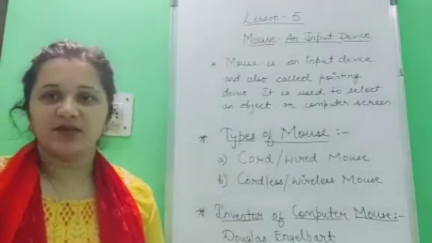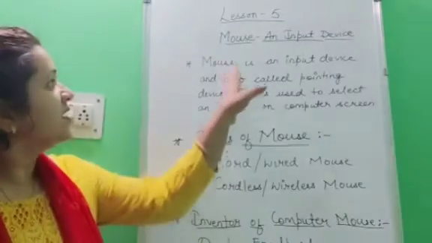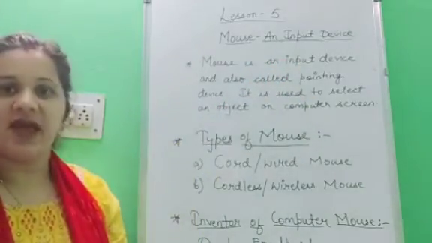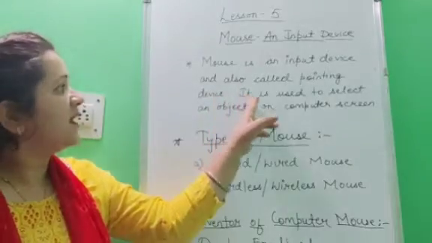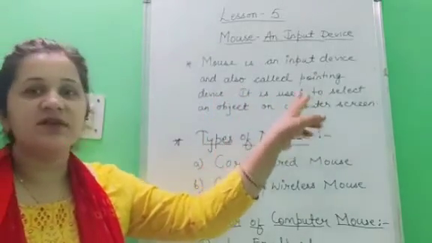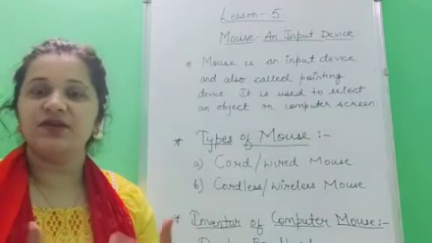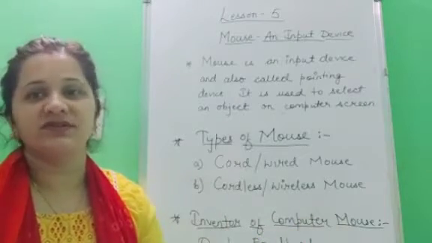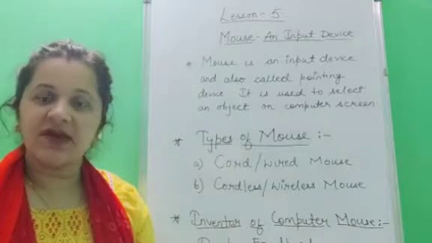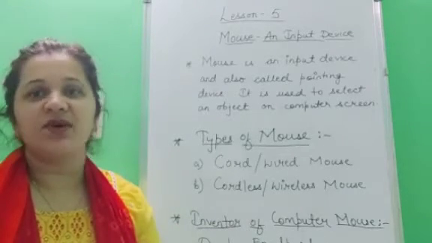Okay children, as we are done with our chapter, in this video I'm going to discuss the question answers of the chapter. Before starting with the exercise questions, let us take a quick recap of what we have studied in this chapter till now. We have discussed the computer mouse. What is a computer mouse? A computer mouse is an input device, also called a pointing device. It is used to select an object on the computer screen. It is an input device because we use a mouse to enter data into a computer system. Why is it called a pointing device? Because it is used to select an object on the computer screen.